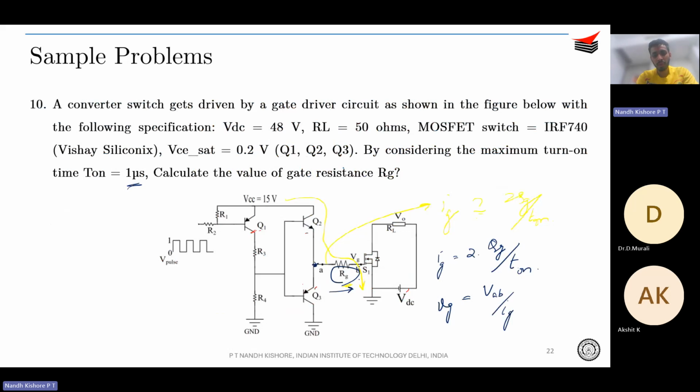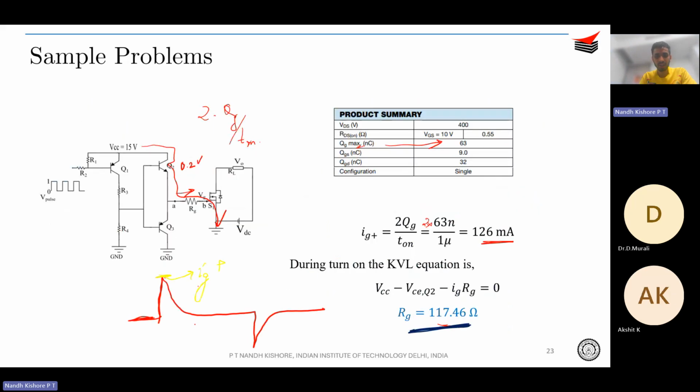VA voltage can be found out by KVL. So from that, you know what is RG, correct? So this was the first problem, to find out RG.